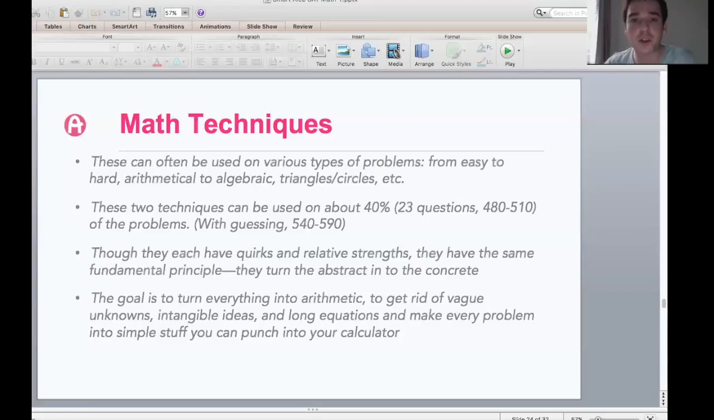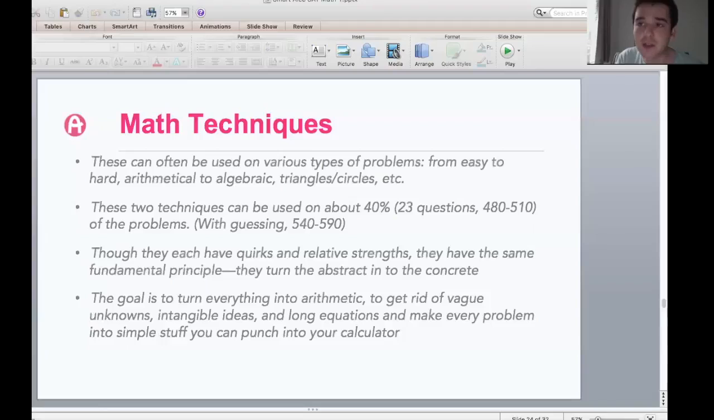And then if you were to do all of those correct and just guess on everything else, we're talking about a 540 to 590, which might not be the ideal target of your student, but there's nothing to laugh at about those scores. So it really is a testament to using the test to your advantage rather than just going in blind and just being hit by math. These techniques have strengths and weaknesses.